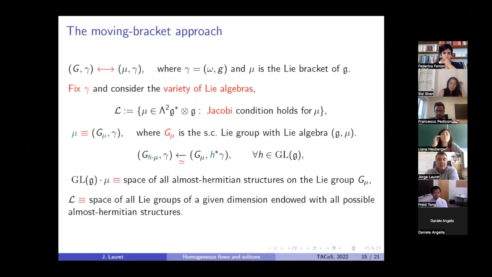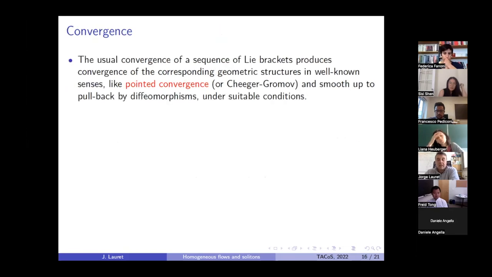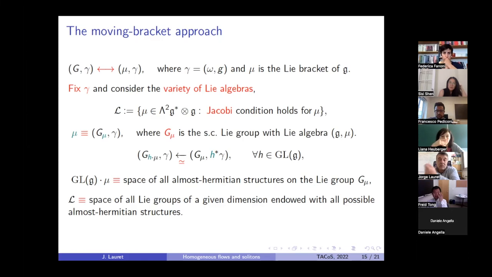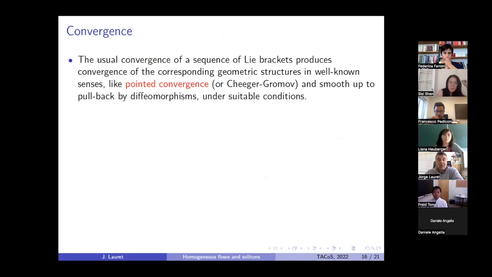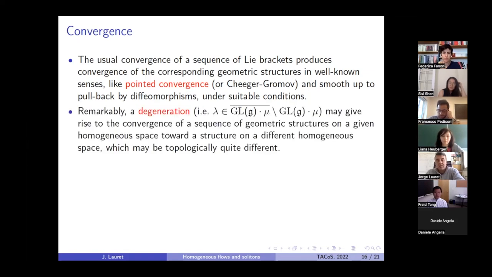So this is a point of view which has been used for a long time to prove many results in geometry. The convergence, I don't have time, but the convergence of Lie brackets, you can play with Lie brackets, gives you a pointed convergence of structures. Francesco Pediconi worked on this in the Riemannian case in his thesis with a lot of results.